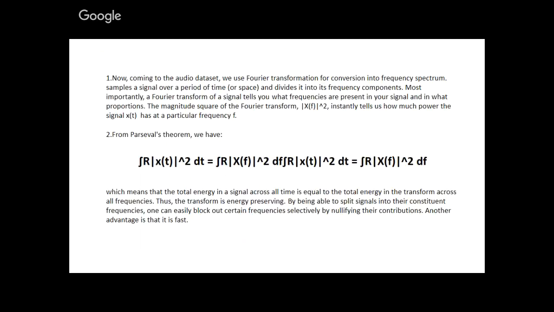So it tells us how much power the signal x of t, which is a function of time, has at a particular frequency f. Here we actually use Parseval's theorem, which is used in the Fourier transformation. By being able to split signals into their constituent frequencies, one can easily block out certain frequencies by nullifying their contributions. The main advantage is that it's fast.